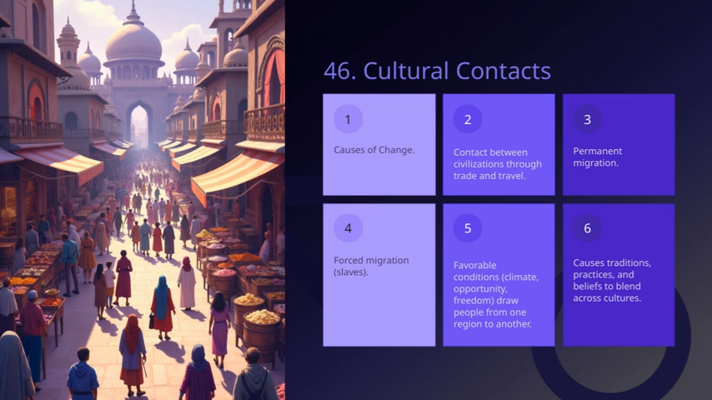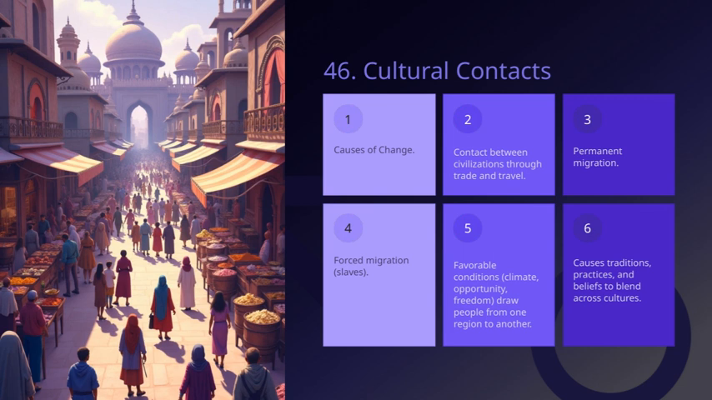Favorable conditions like good climate, economic opportunities, and the chance for greater freedom are powerful motivators that attract people from one region to another. These factors make migration more likely and contribute to cultural mixing. Another important aspect is contact through trade and travel. Historically, trade routes facilitated not just the exchange of goods, but also ideas, beliefs, and practices, really vital for cultural evolution.